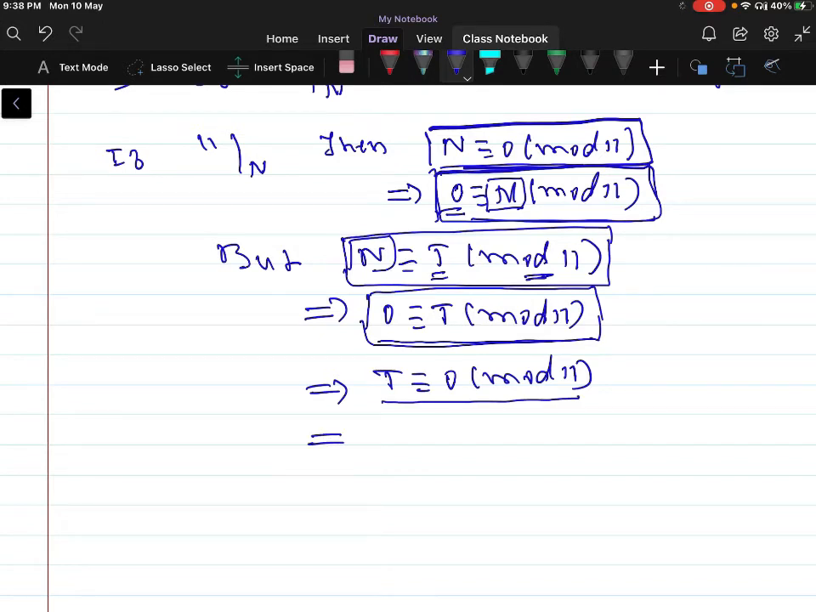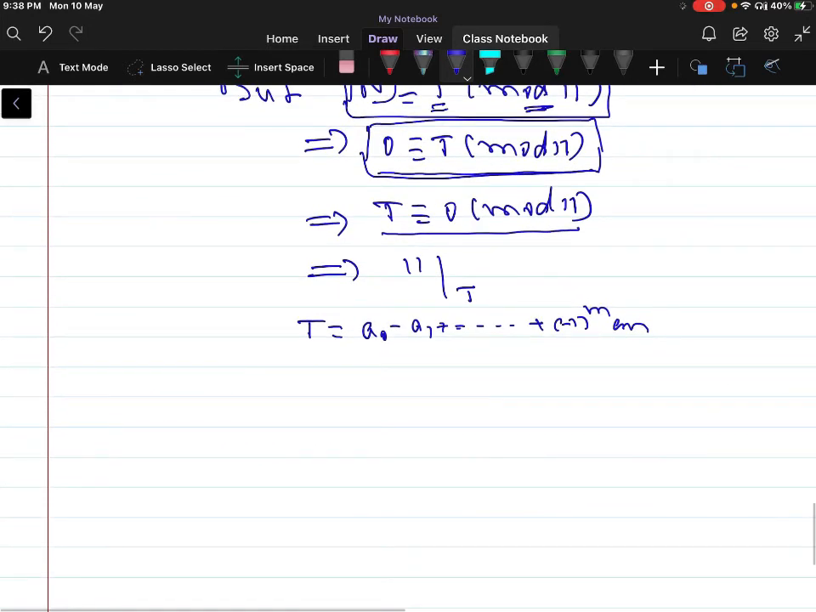So this implies 11 divides t, where t is equal to a0 minus a1 and so on plus or minus 1 to the power of m into am. So then we have to prove the converse: if 11 divides t, then we have to prove that 11 divides n.